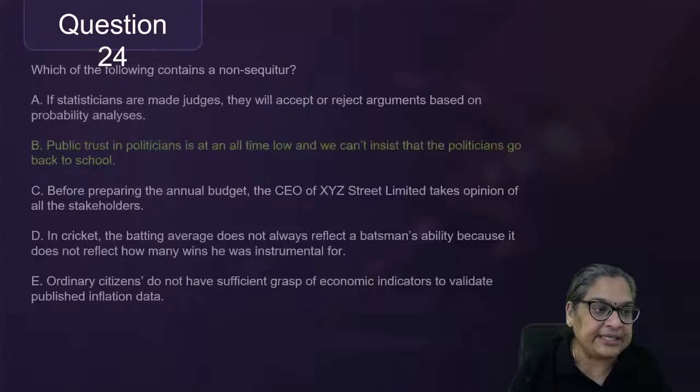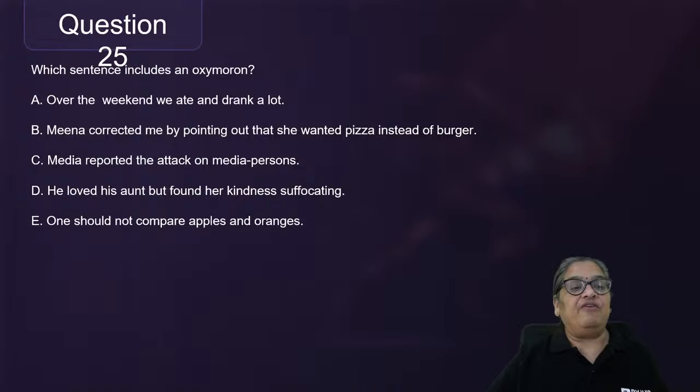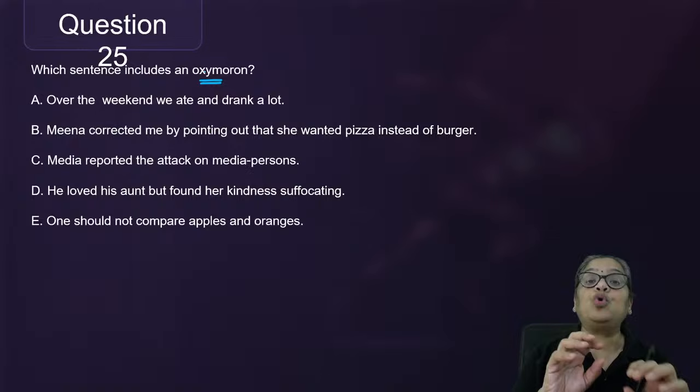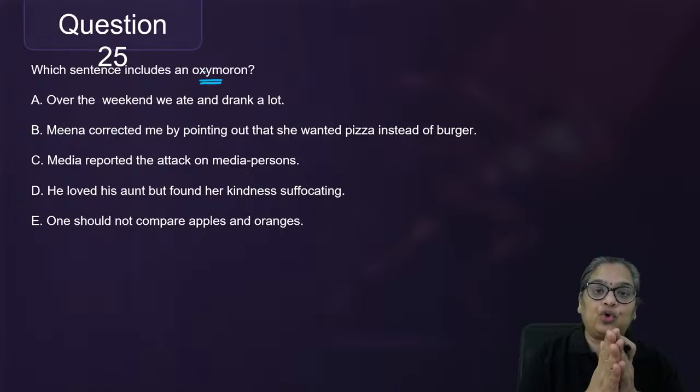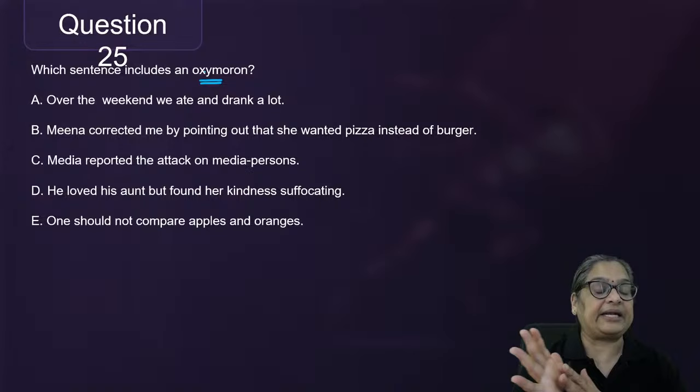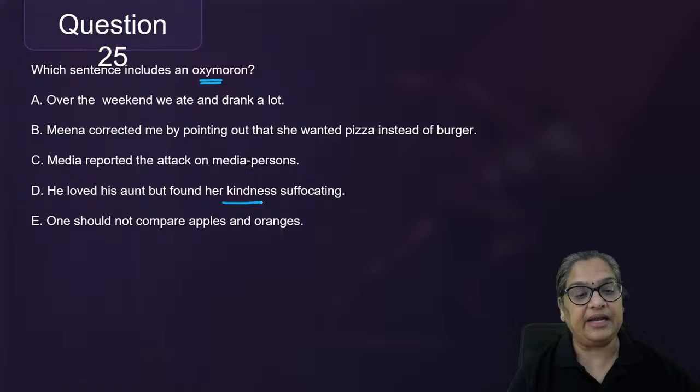All right, last question of the set. Which sentence includes an oxymoron? What's an oxymoron? Two words or expressions which seem to contradict each other when put together, like "true lies" is an oxymoron. So which one here is an oxymoron? Over the weekend, we ate and drank a lot. Meena corrected me by pointing out that she wanted pizza instead of burger. Media reported the attack on media persons. He loved his aunt but found her kindness suffocating. Yes, D is the correct answer.